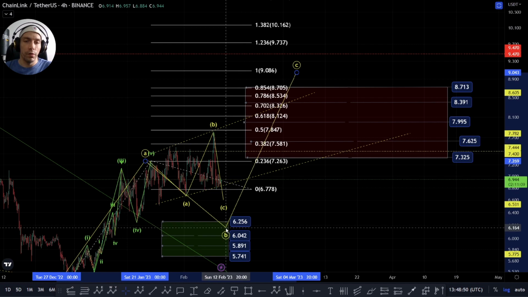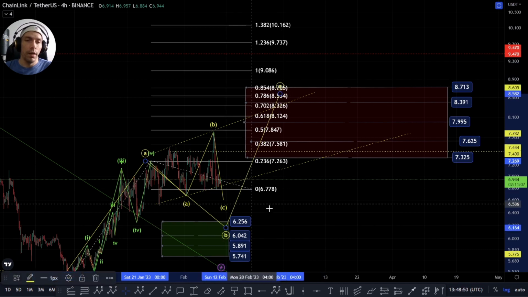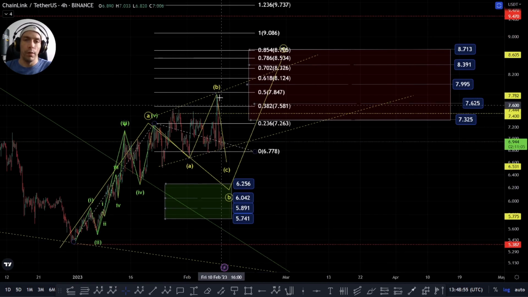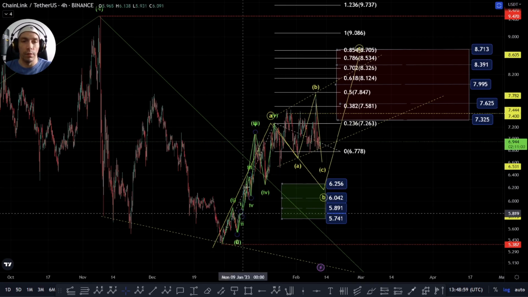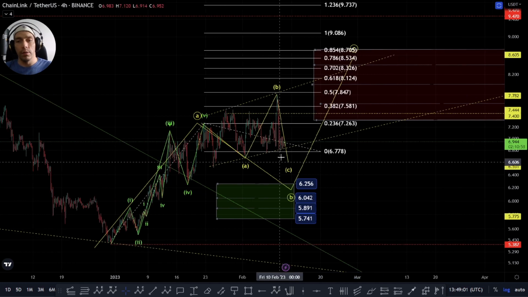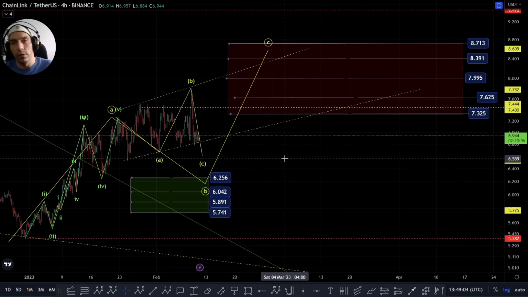However, it is also still possible that we come back lower down here, and this takes a bit more time to play out, where we form a 1, 2, 3, 4, 5, and we come back and retest some of these lower areas. So that's what I'm currently looking at within this structure.